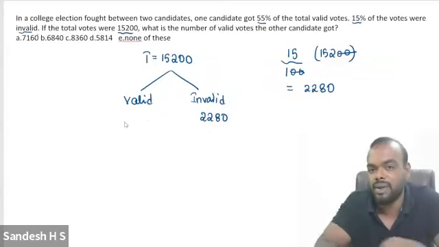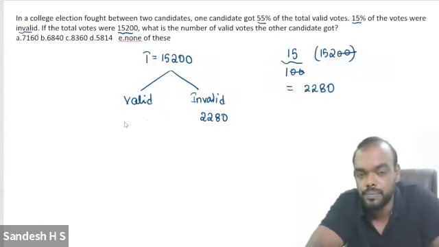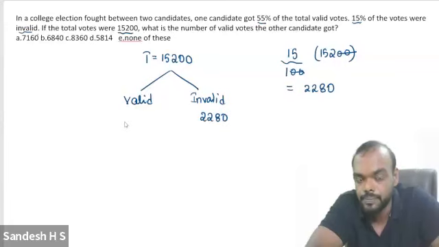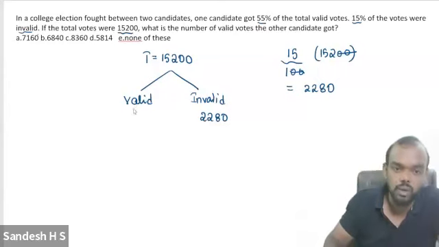2280. Then how many will be valid? Calculate and tell me. Anybody? How many will be valid here? Subtract it from the total votes. That should give you the valid votes. 12,920.